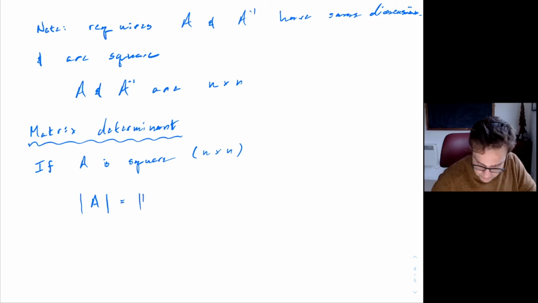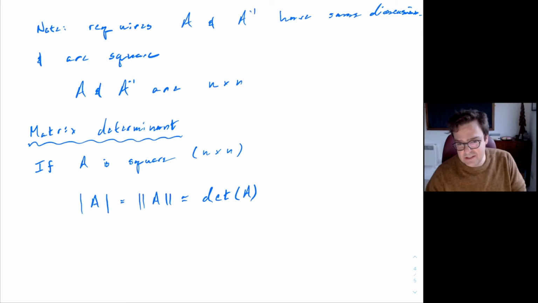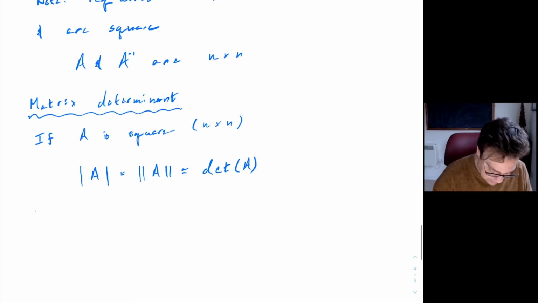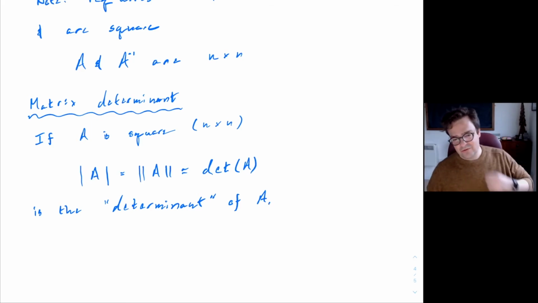Sometimes people use this symbol, but actually, if you really want to be as unambiguous as possible, you might write it like this: det A, where det is short for determinant, right? This thing is called the determinant of the matrix A. My spelling is super atrocious, so don't follow my spellings for anything.